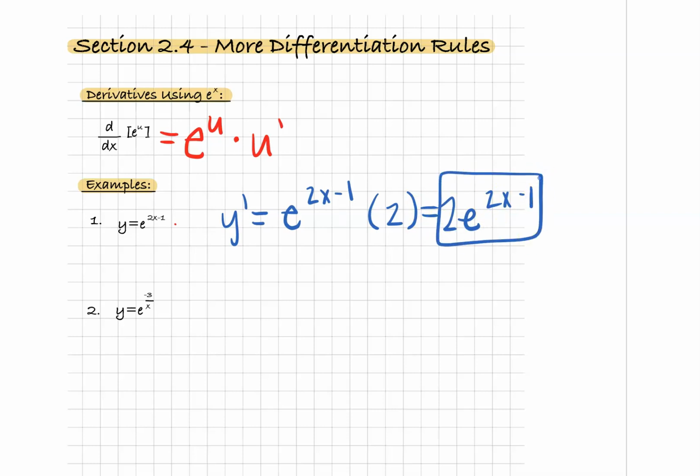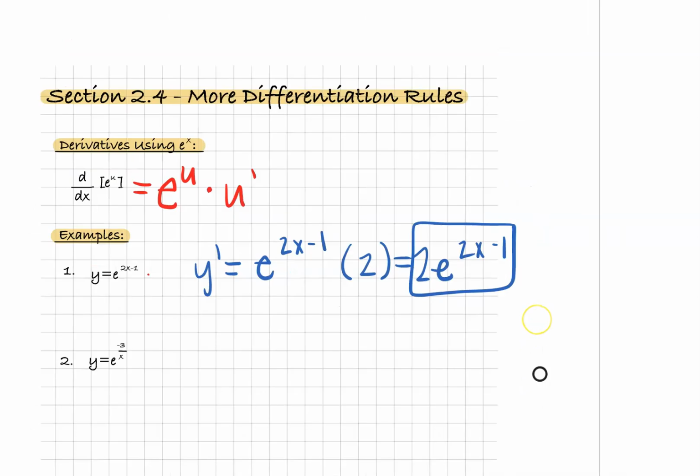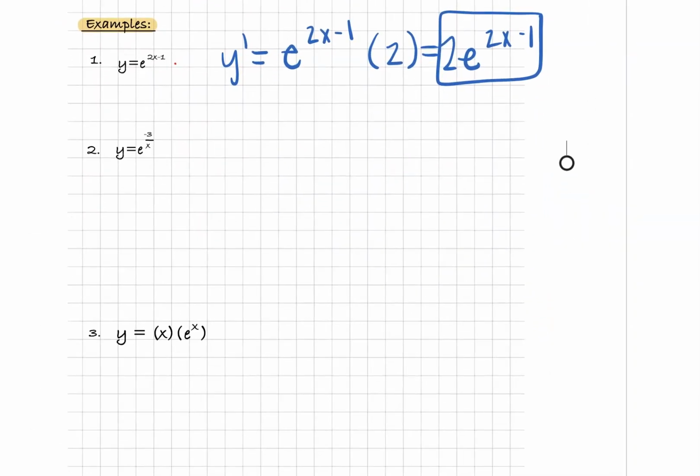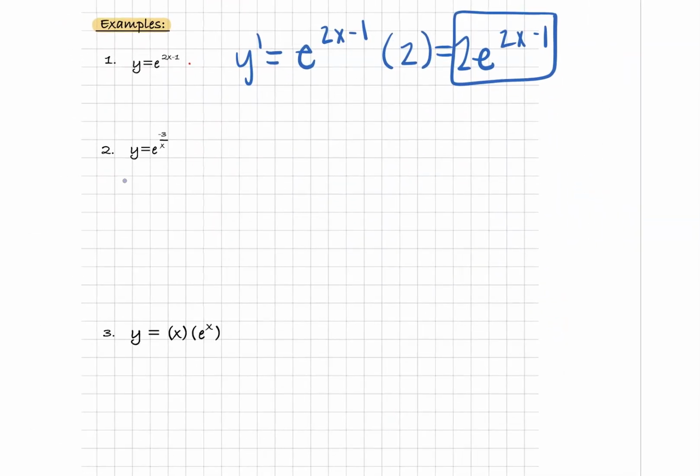Not too bad. Let's do a little bit harder. Y equals negative 3 over x. Okay, so the derivative is going to be, rewrite your exponential, times the derivative of your exponent.